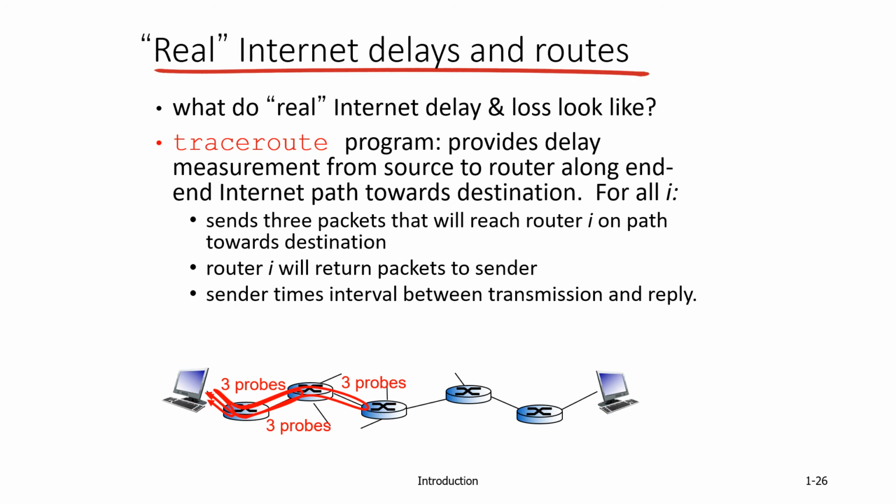Using this ICMP, you can basically probe the number of routers, or intermediate routers, between yourself and the destination. And you can also calculate the amount of delay that a particular packet is experiencing on each of the hops or each of the links between all of these routers.